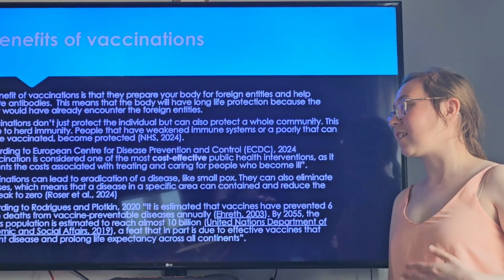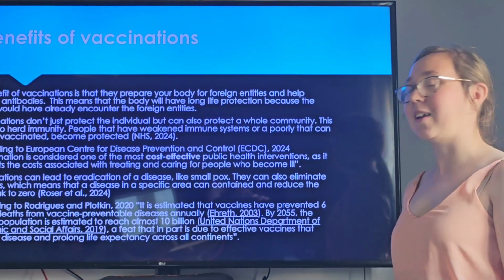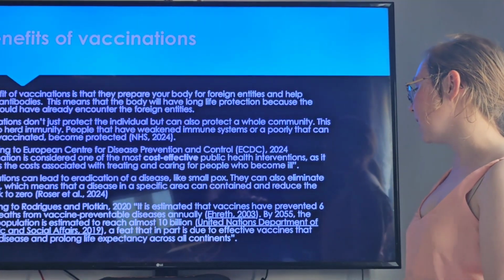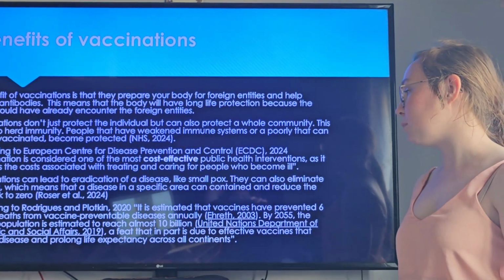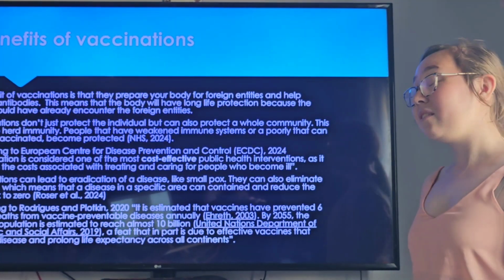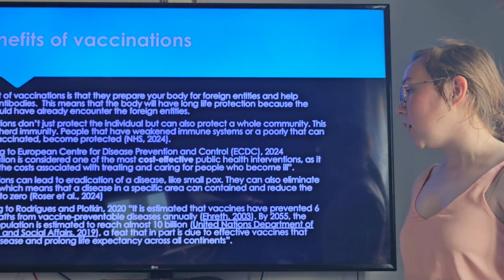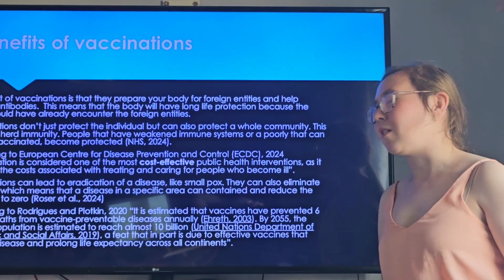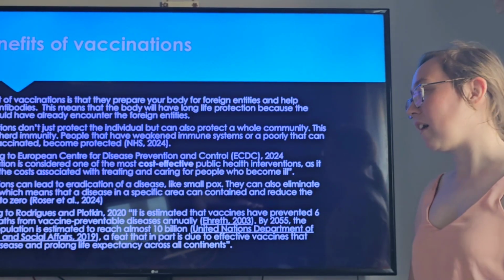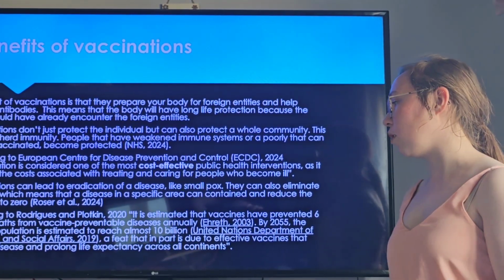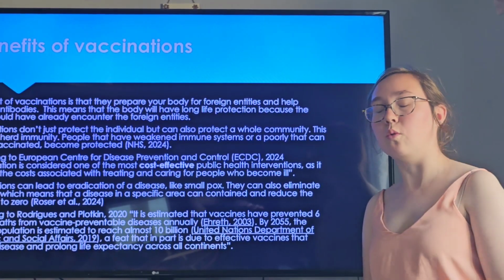According to Rodriguez and Plotkin 2020, it's estimated that vaccines have prevented 6 million deaths from vaccine-preventable disease annually. By 2055, the Earth's population is estimated to reach almost 10 billion, a feat that in part is due to the effective vaccines that prevent disease and prolong life expectancy across all continents.